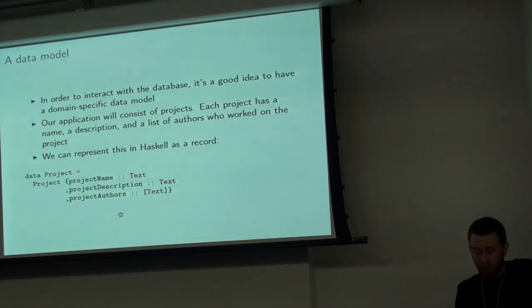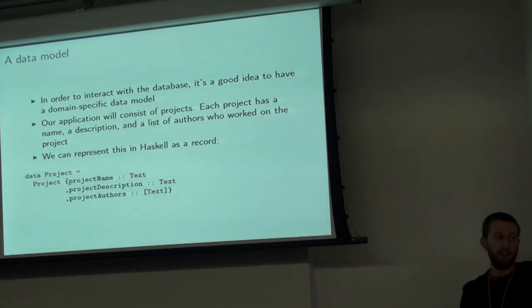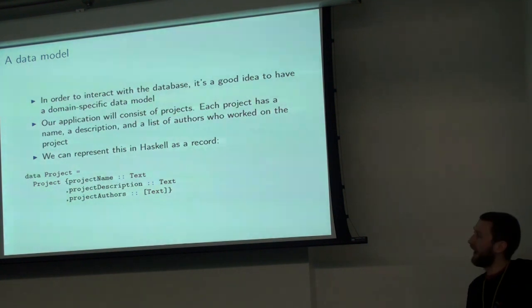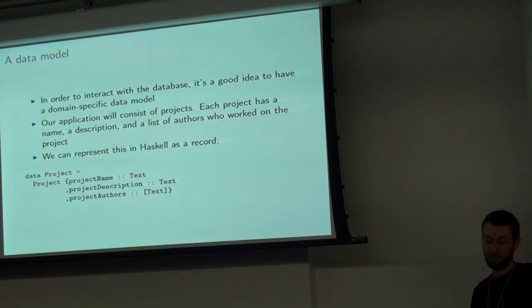And in order to start pulling data down from a database, again, as I said, I like to work inside Haskell as much as possible. So the next thing I'm going to explain are model types as Haskell data types. So projects in this application are really quite simple. They just consist of a name, which is text, a description, which is text, and also a list of authors who worked on the project, which again is just a list of text strings.